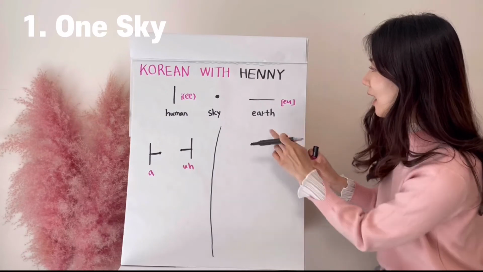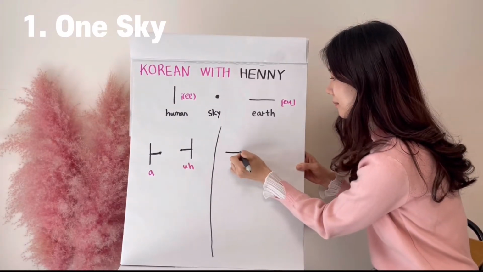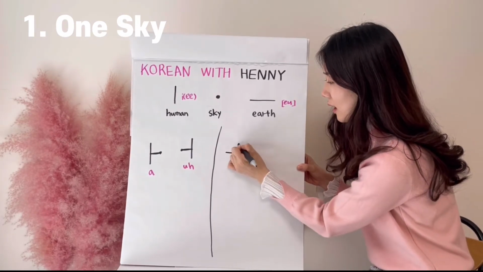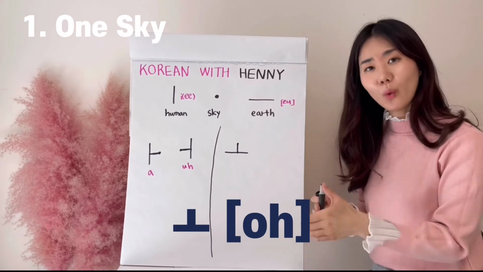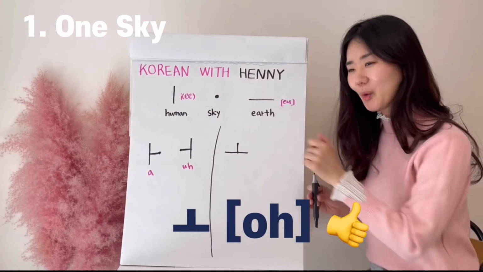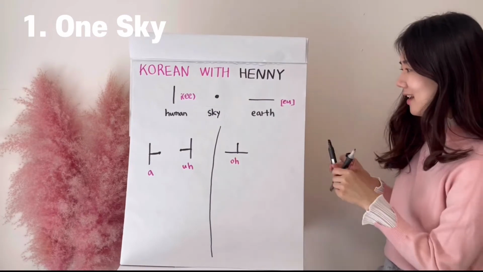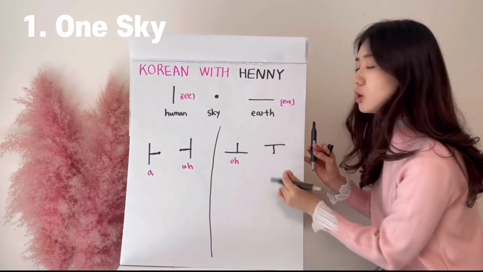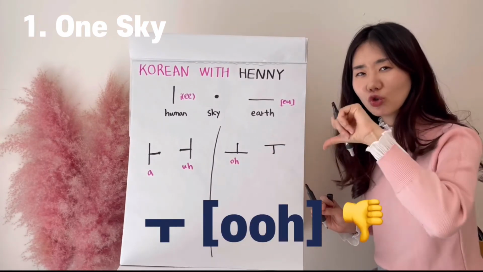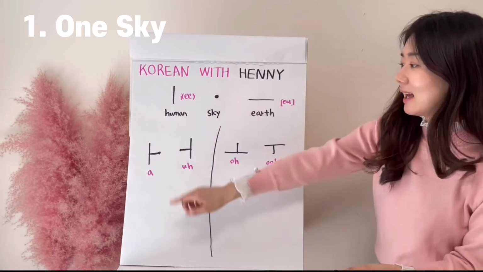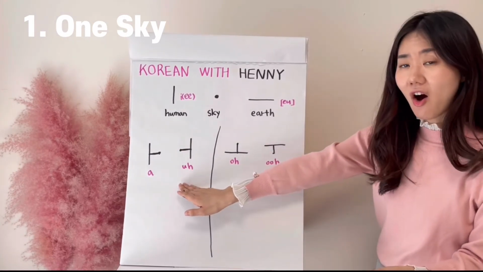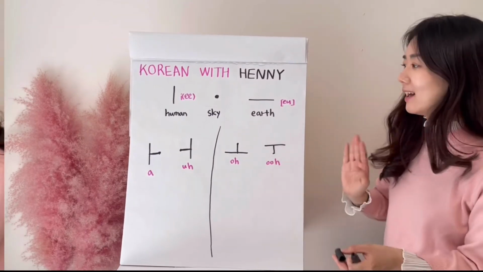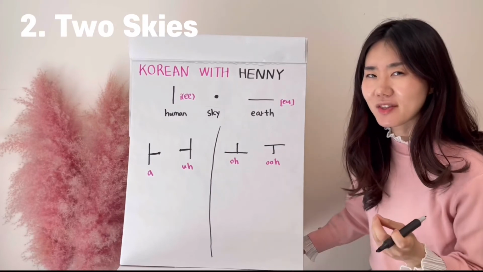O. Right. And the earth. When sky is above earth, it's O. And when sky is below the earth, it's U. U. E. A. O. I. O. U. Okay, and another magical thing happens here.